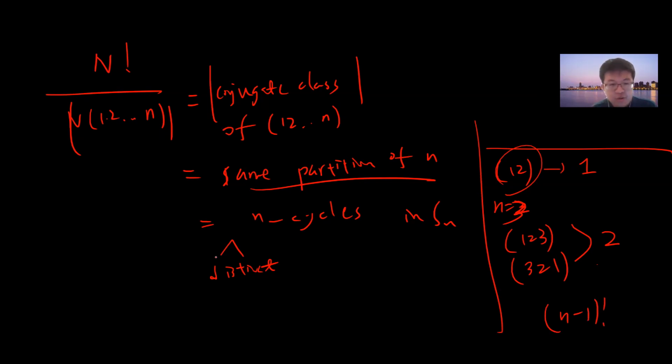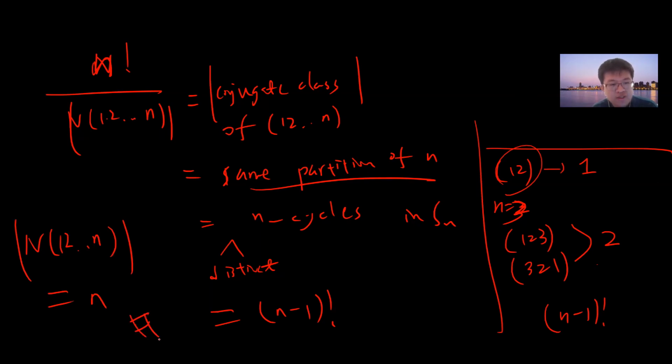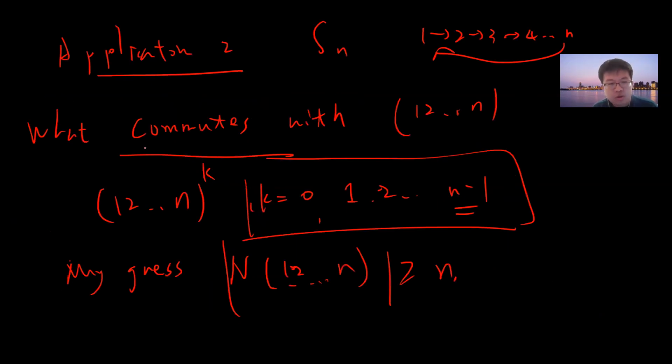Okay, so this is (n-1)!. So n! divided by something gives (n-1)!, so N(1 2 ... n) is just n. Which proves that everything commuting with (1 2 ... n) is a power (1 2 ... n)^k, which is here. Okay, so from this you can easily generalize to find who commutes with a cycle in the symmetric group.